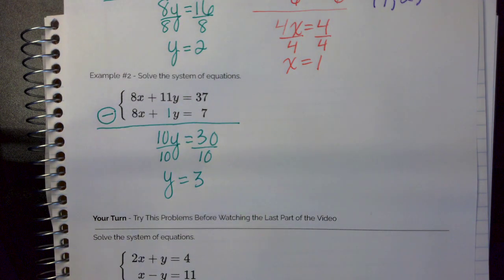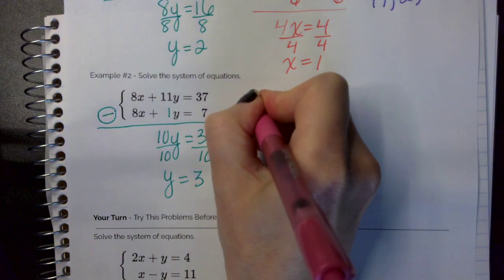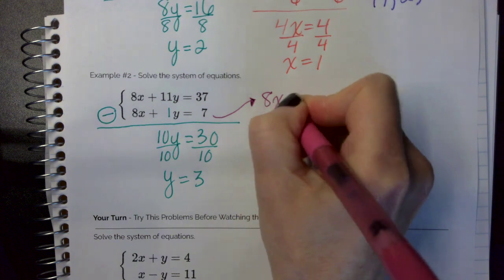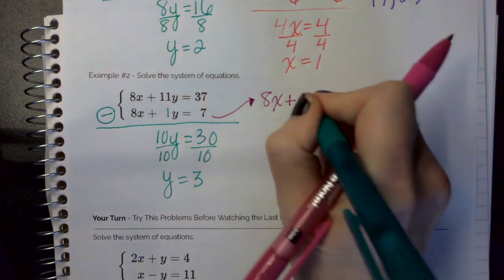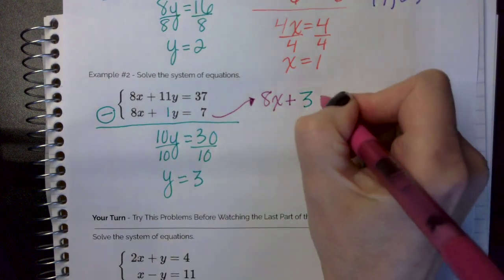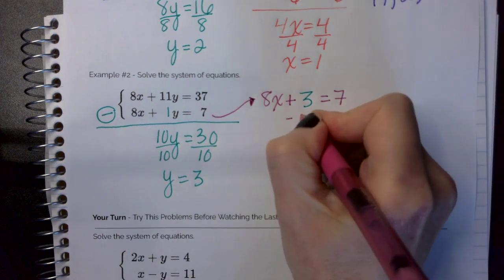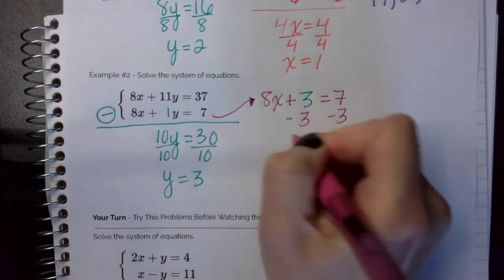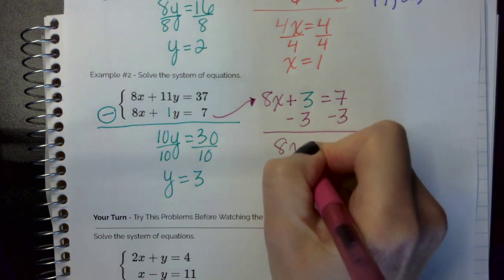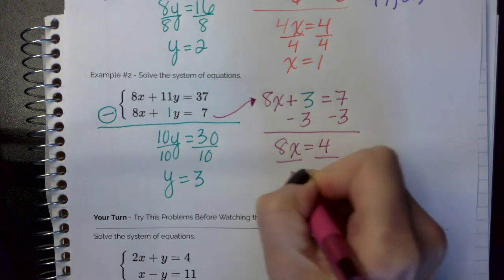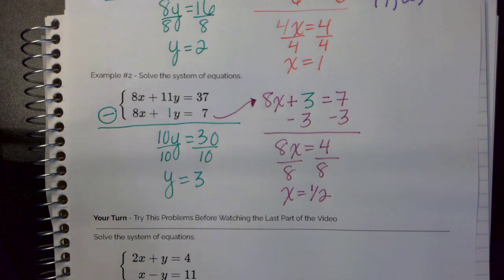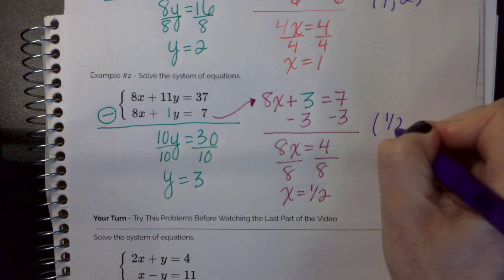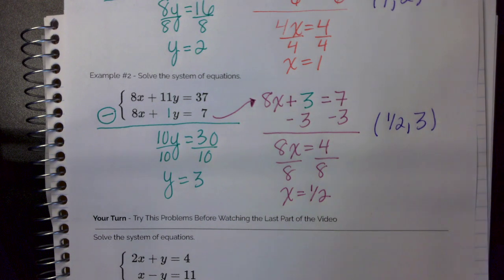I will pick an equation to plug it back into. Let's go with this one, the terms are smaller. So we have 8x plus 1y, and y is 3, equals 7. So we'll subtract 3 from both sides to get the x by itself. And we have 8x equals 4. Divide both sides by 8, and we get x equals 1/2. Let's write that as an ordered pair. We have (1/2, 3). Those are x and y.